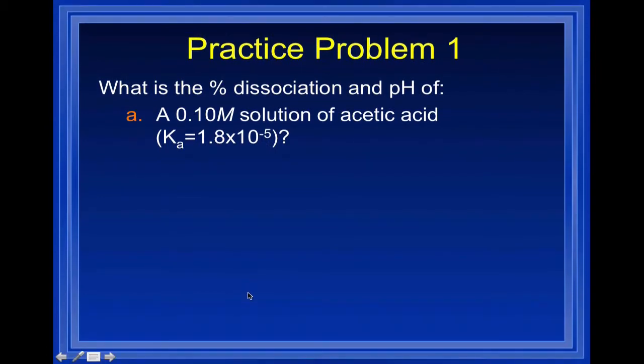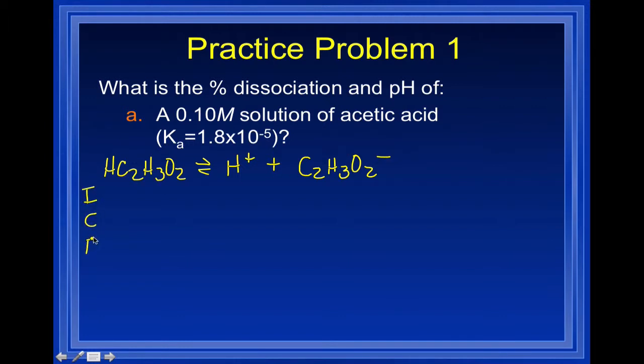This is just finding the pH and the percent dissociation of a weak acid. So this is nothing new. We've done this. We're going to use an ICE table. Acetic acid, I already wrote on here once. That will dissociate into H plus and the acetate ions. And then if I have my ICE table, so initially this is 0.1 molar. I have none of this and none of that. We have our minus x and our plus x's, and then our equilibrium values.